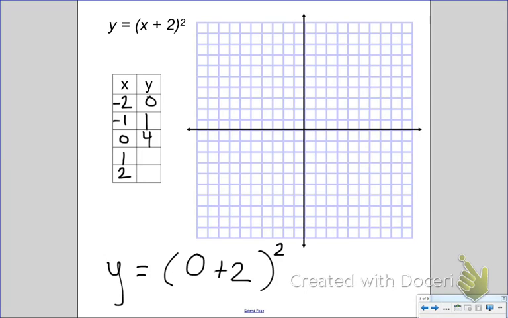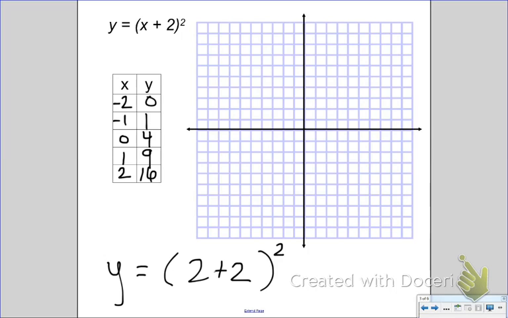All right, let's try 1. Let's plug in 1. What do I get when I get 1 plus 2? 3. And what's 3 to the power of 2? 9. Good. And then last but not least, if I plug in 2 right here, I get 2 plus 2. What's that? 4. And what's 4 to the power of 2? 16. 4 squared is 16, because 4 times 4 is 16.